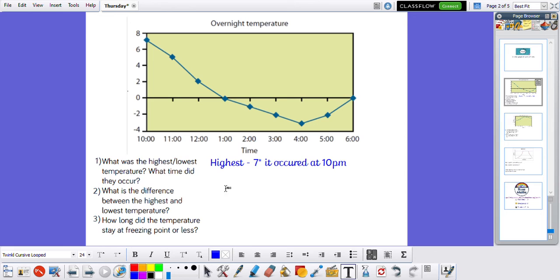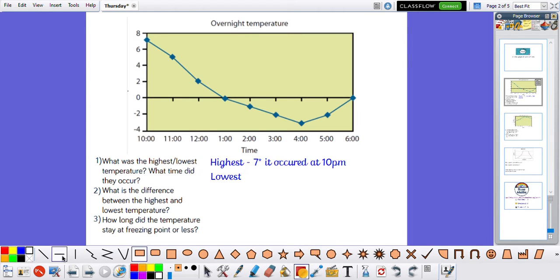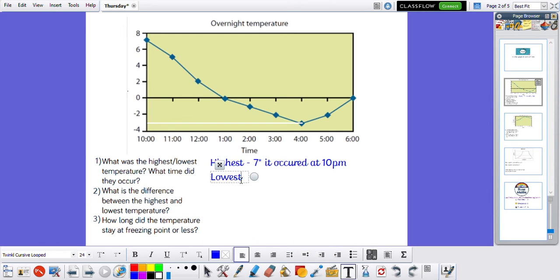Okay, and then the lowest, so I need to find the lowest point on the data line this time, which I can see is here. If I take my ruler, because it's a little bit unclear because of how far from the axis it is, if I take my ruler and draw over to the y-axis, I can see it's in between -2 and -4, so the lowest temperature would have been -3 degrees, and it occurred at 4 a.m.